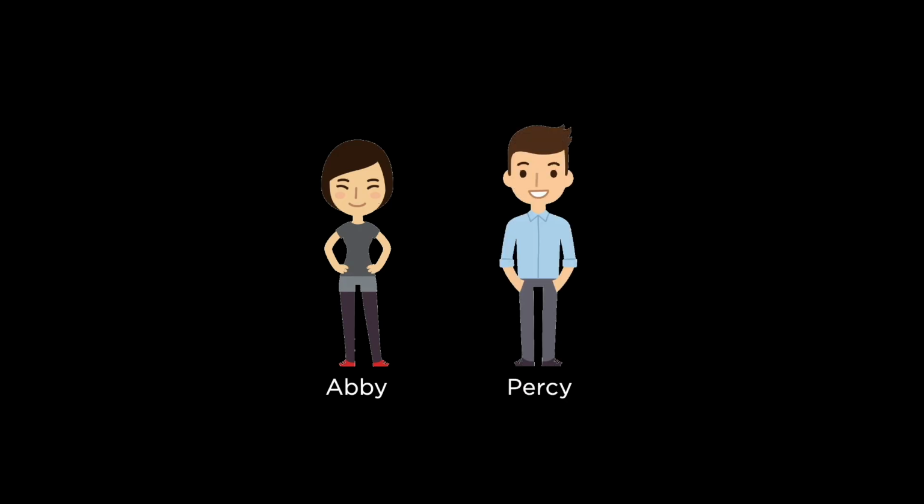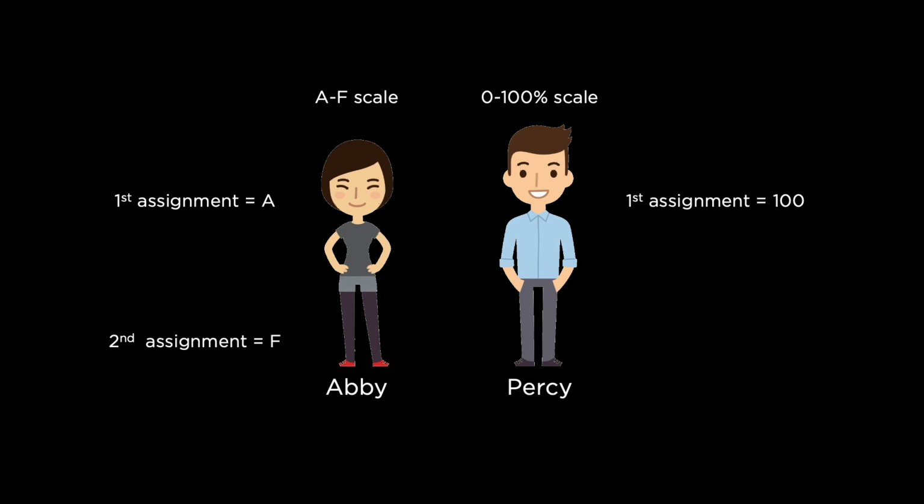We'll begin by considering 2 students, Abby and Percy. They're taking the same English class, but in 2 different classrooms. In Abby's classroom, the A to F grading scale is used. But in Percy's classroom, the 0 to 100% scale is used. Now, both kids ace the first assignment. Abby gets an A, and Percy gets a 100. But unfortunately, both failed to turn in the second. So Abby gets an F, and Percy gets a 0.